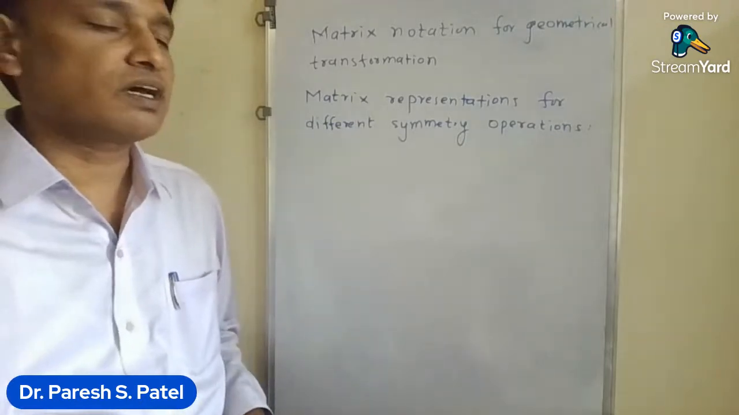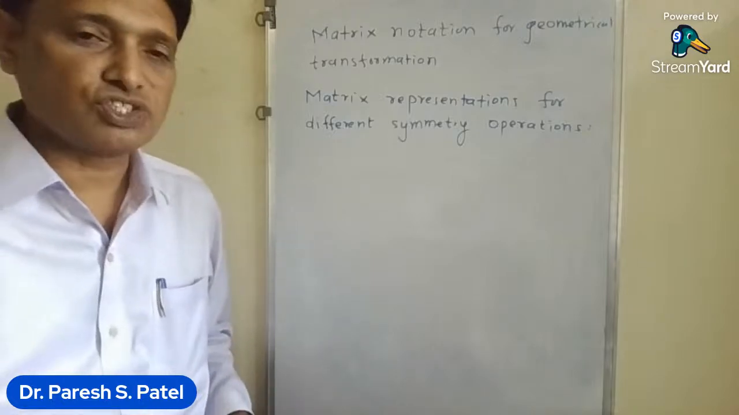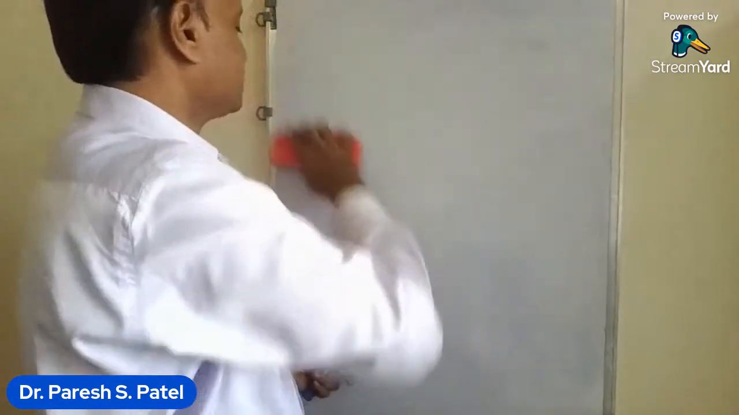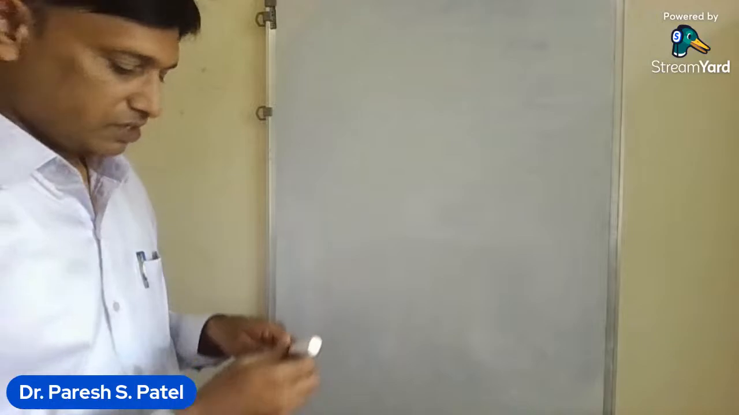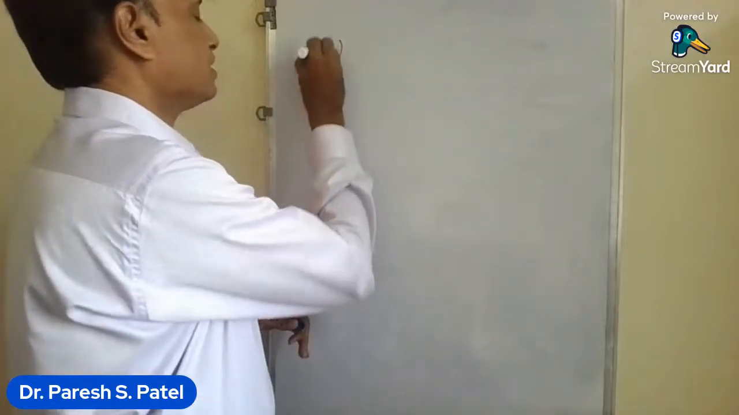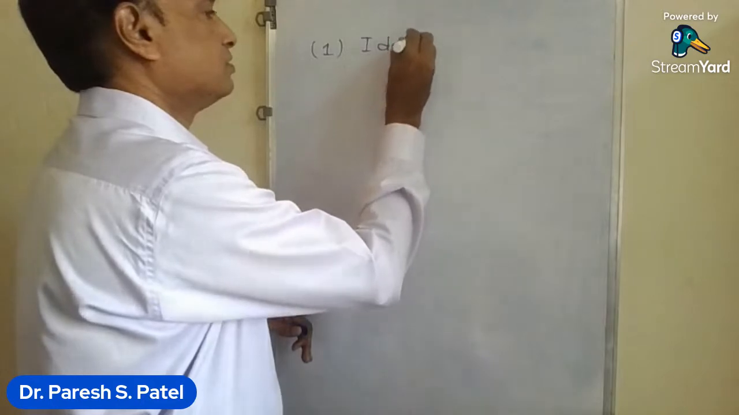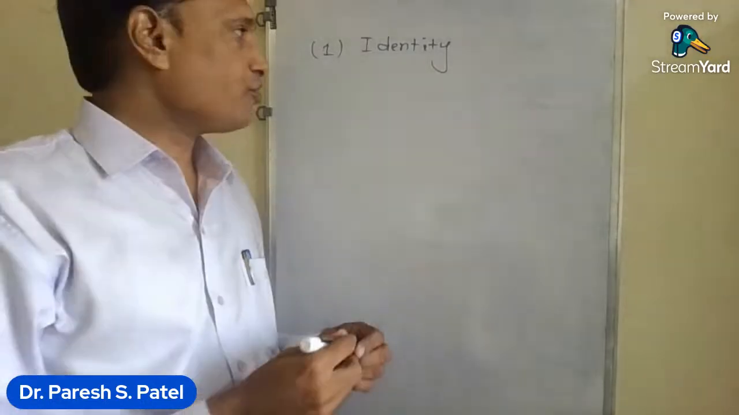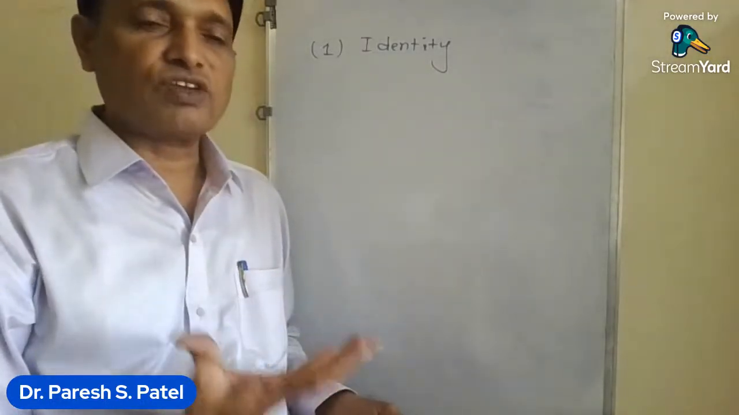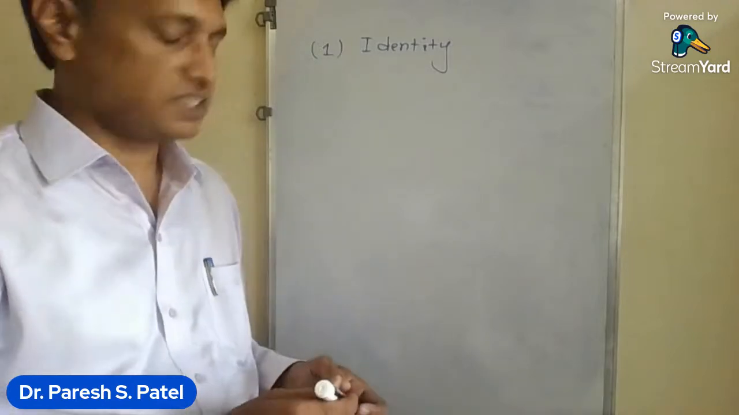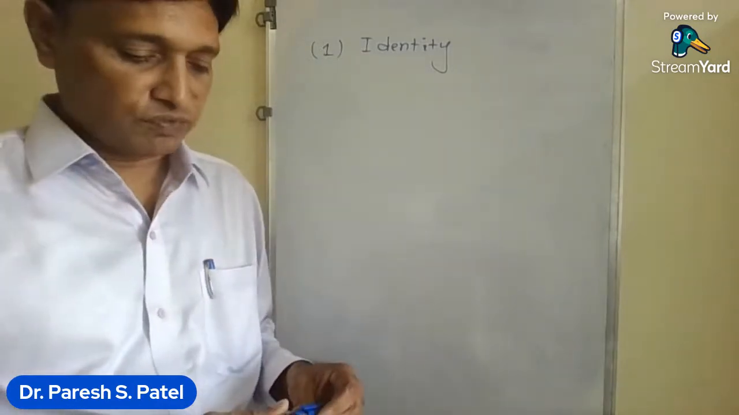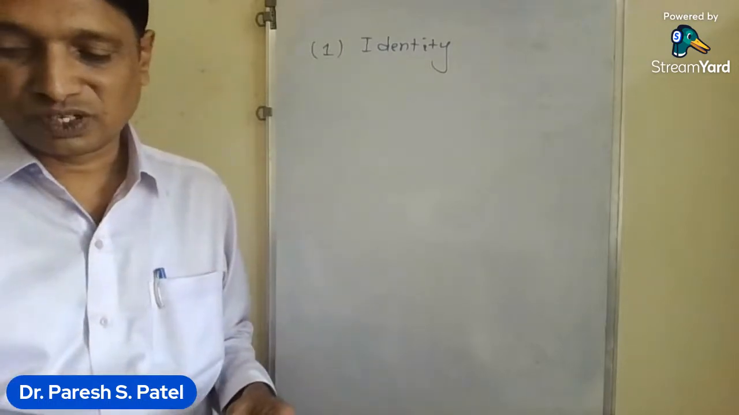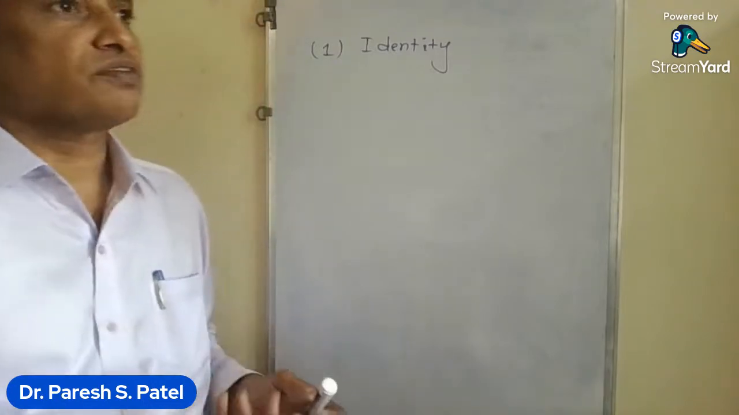So how to get the matrix for the different symmetry operations? First of all, we're going for the identity symmetry operation. The first symmetry operation is identity. If you operate the identity symmetry operation on any molecule, we know that there is no change in the position of the vectors. So when a point with the coordinates x, y, z is subjected to the identity operation, its new coordinates will be the same.